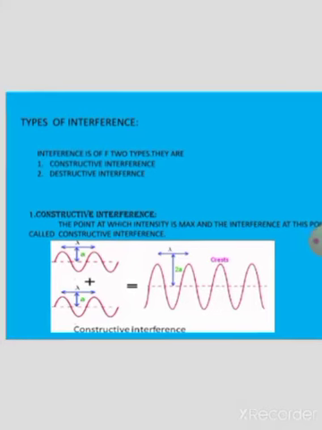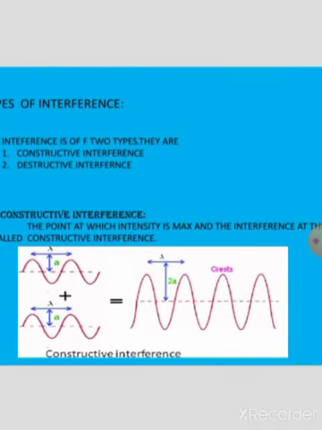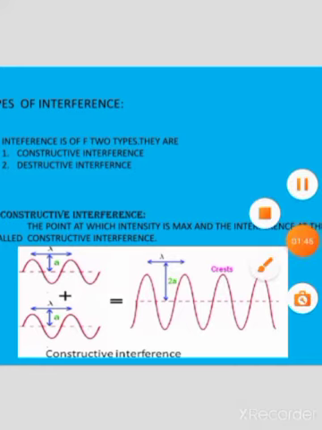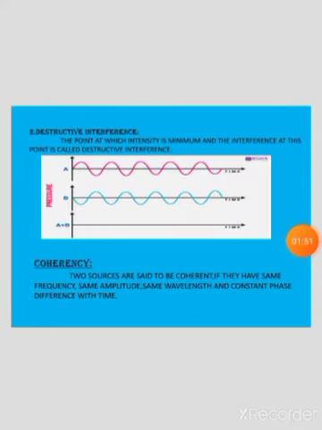Let us have a look at the diagram. In the following diagram, we are observing constructive interference, where two waves with the same amplitude traveling in the same direction superimpose on each other, and then a highly amplified wave is produced with a high amplitude equal to 2a. That's why it is called constructive interference, as the amplitude increases. Let us see the other type of interference, that is destructive interference.